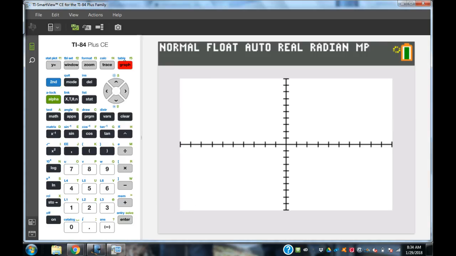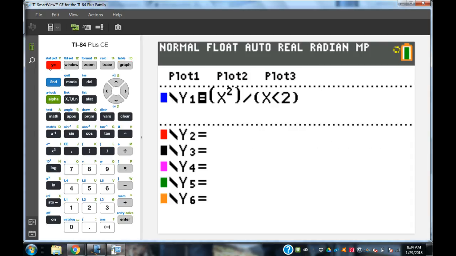I think that's right. Yeah. Notice how it just graphed that part. That's kind of neat, handy. So the key to that, on your y equals, you've got to put the function, the equation part in parentheses, a division symbol, and then put the inequality part in parentheses.